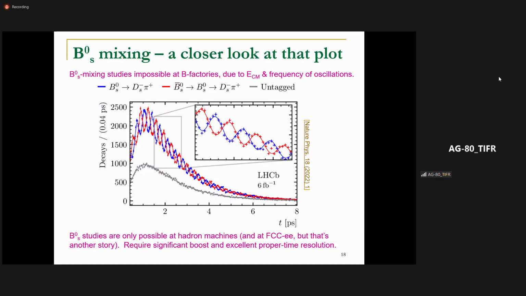But before coming to this, let me again emphasize how rapid these oscillations are. Let me also remind you that Bs's, these are at the Upsilon 4S where Belle 2 is operating, that is below threshold. It cannot produce Bs mesons, because Bs mesons are heavier. So you can only make these studies at hadron machines. And at these hadron machines, you also need very precise vertexing and good momentum resolution to get a very good time resolution to be sensitive to these wiggles. If your time resolution is poor, then this will all wash out.